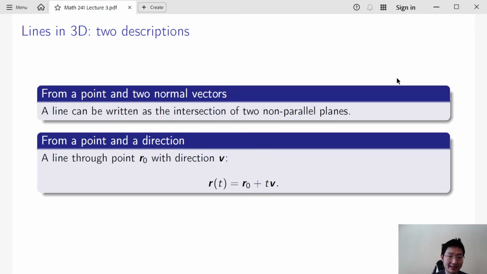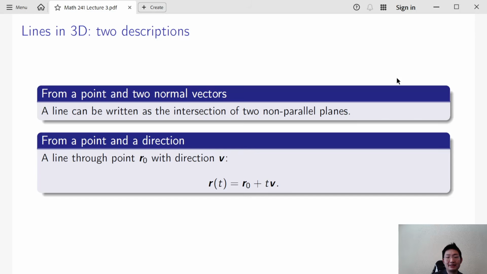Now the real problem is how can we translate one description into the other description? Suppose we are given a description of a line using a system of two linear equations. Then we try to solve this linear system and get at least 2 points from the equations. And we can compute the direction v from the difference between these 2 points.